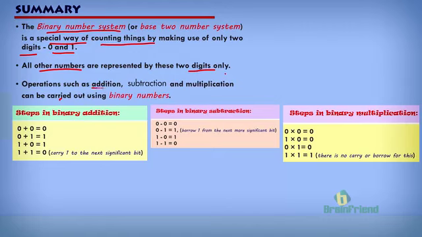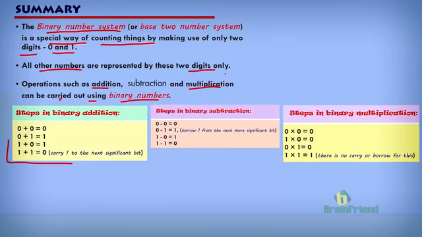Operations such as addition, subtraction, and multiplication can be carried out using the binary number systems. We looked at the steps. Let's remind ourselves of the steps. For addition, we said follow these 4 steps.